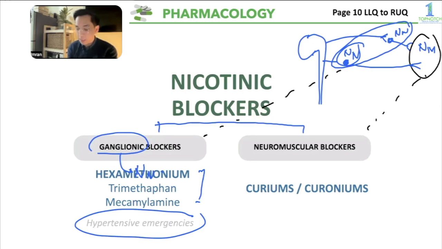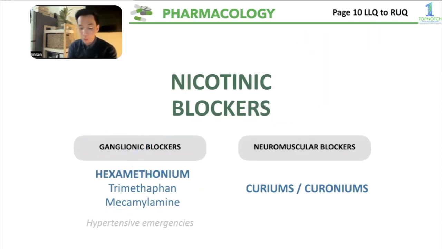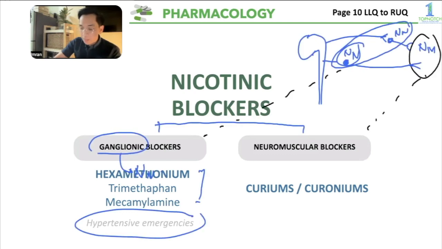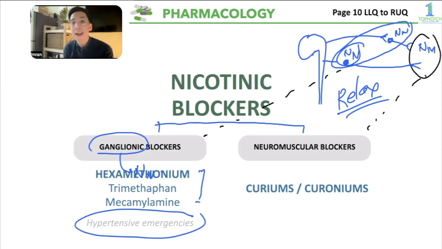Yung mga neuromuscular blockers natin, they end usually in curiums and curoniums. Pag narinig niyo yung tubocurarine, pancuronium, yung mga rocuronium, mga ganyan, they are blockers of your NM receptors. And when you block your NM receptor, ang nangyayari ay nagre-relax yung muscle. Hence, ginagamit sila for surgical procedures para hindi tense yung muscle, mas madaling mag-cut, and also yung respiration ay mas better. Mas better kapag mas relaxed yung ating diaphragm for breathing. So those are your neuromuscular blocker.